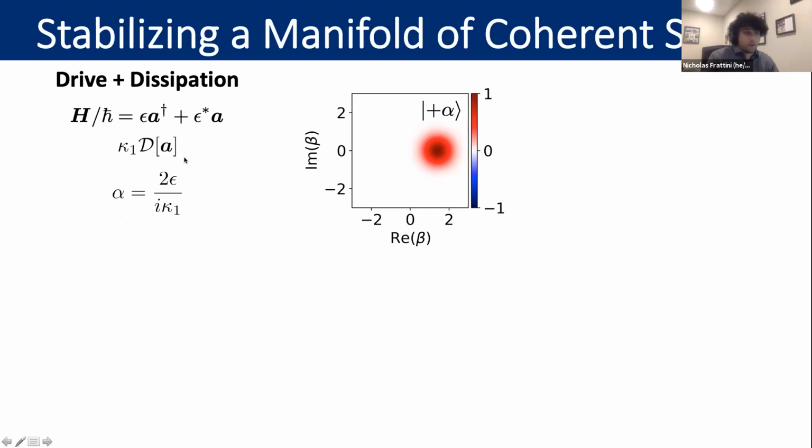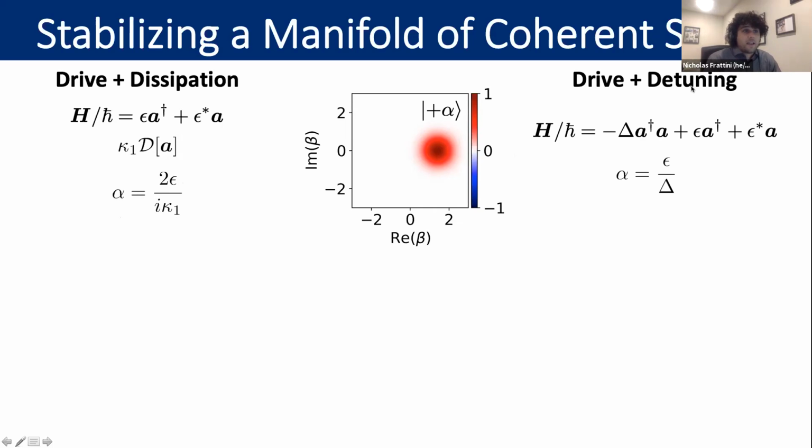That's one way to make a coherent state, but there's also another way, which is I start from vacuum and I drive detuned from my oscillator with some detuning delta. If I do that, the ratio between my drive strength and my detuning will also leave me in a coherent state.